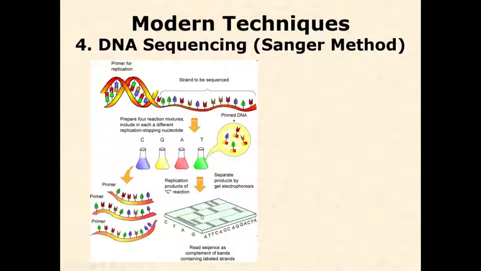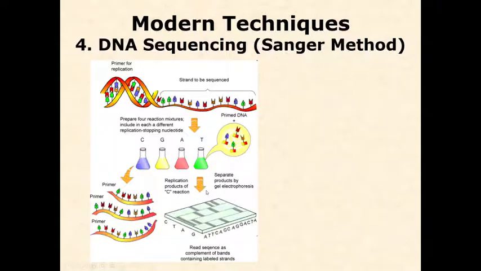Now, shortly after the development of this process, they developed a process where you could actually add all 4 reactions, all 4 chain terminations, into a single reaction. So we could put them all in one reaction, run them out on a gel, and then differentiate based on which fluorescent marker was labeling the chain termination. So we could run them on one gel.